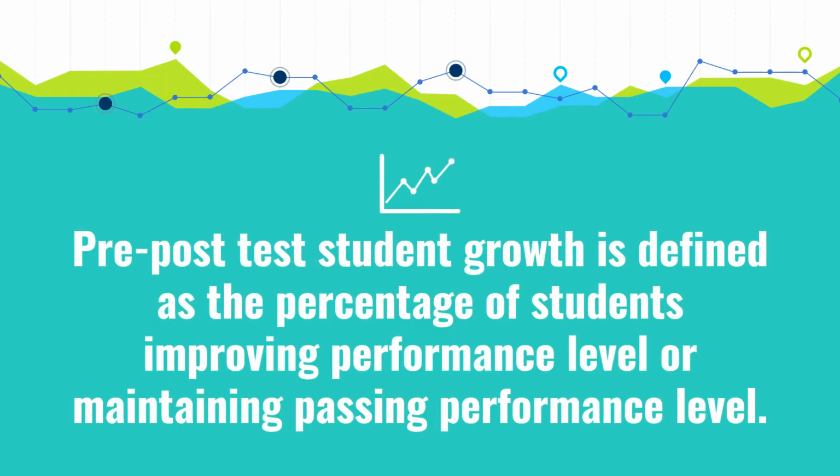Remember, the teacher incentive allotment focuses on acknowledging and recognizing teachers based on student growth. So while student performance on pre and post-test can provide information about student achievement and acquisition of course content, the focus on student growth means that we will be calculating a growth score. For the purposes of TIA, student growth on the pre and post-test will be defined as the percentage of students improving their performance level or maintaining a passing performance level.